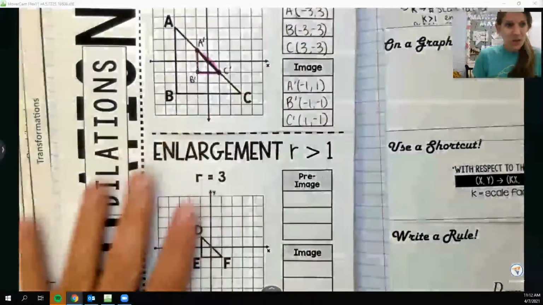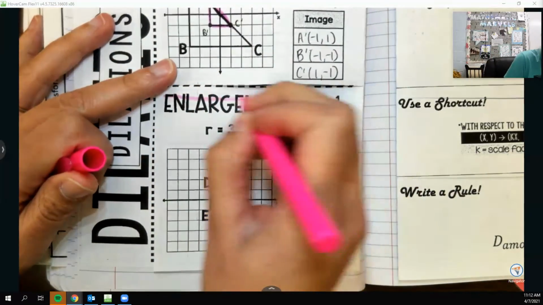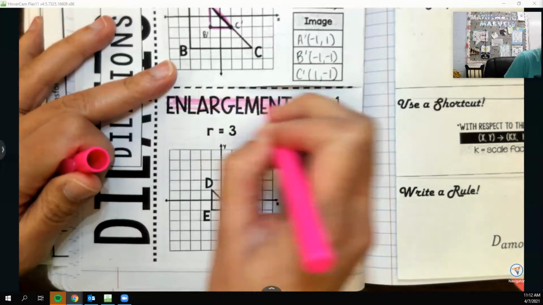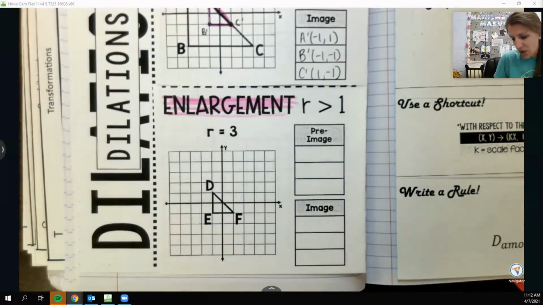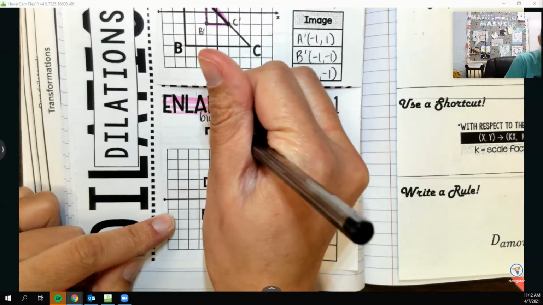Alrighty, talking about an enlargement now. If my scale factor is bigger than 1, it will enlarge or get bigger than the original.